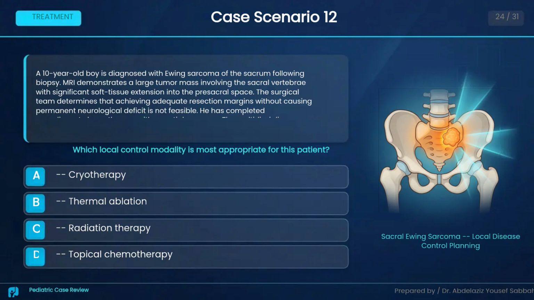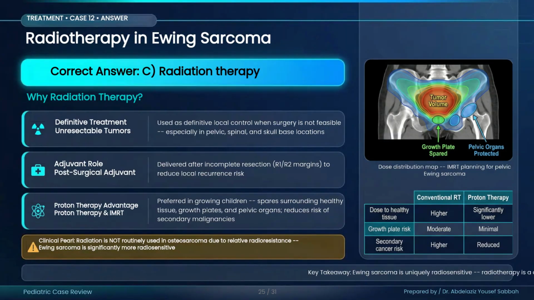Which local control modality is most appropriate for this patient? Option A, cryotherapy. Option B, thermal ablation. Option C, radiation therapy. Option D, topical chemotherapy. The correct answer is option C, radiation therapy. Ewing sarcoma is uniquely radiosensitive, making radiation therapy a critical local control strategy, especially for anatomically challenging tumors.